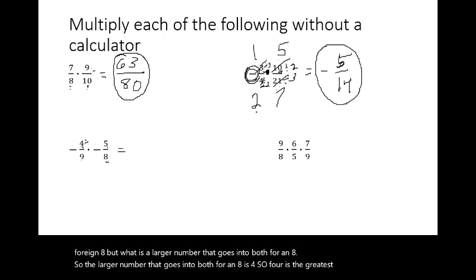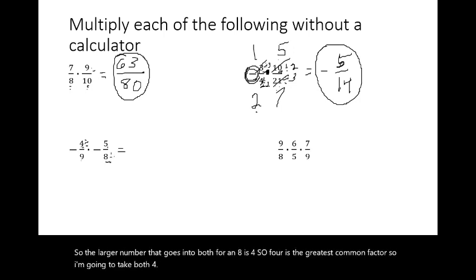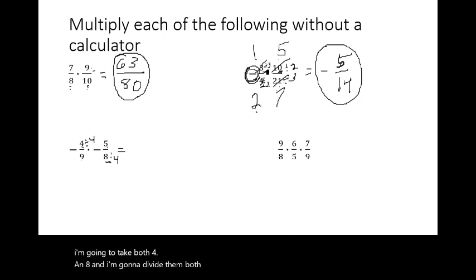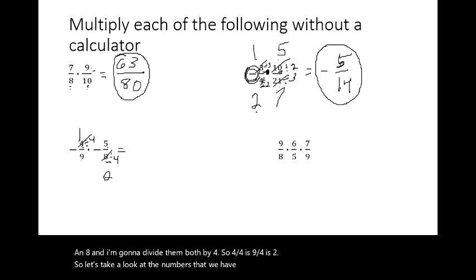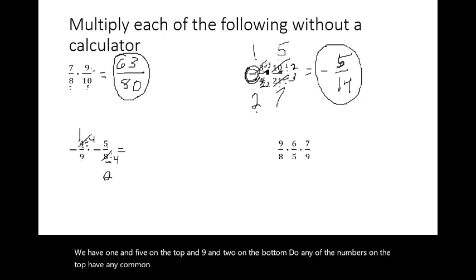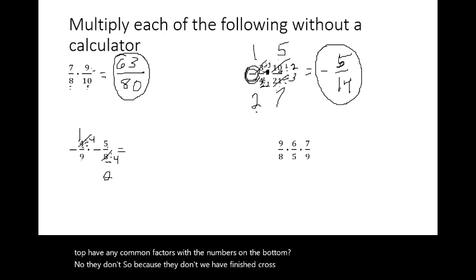So I'm going to take both 4 and 8, and I'm going to divide them both by 4. So 4 divided by 4 is 1. 8 divided by 4 is 2. So let's take a look at the numbers that we have left over. We have 1 and 5 on the top and 9 and 2 on the bottom. So do any of the numbers on the top have any common factors with the numbers on the bottom? No, they don't. So because they don't, we have finished cross-reducing and we are ready to multiply.